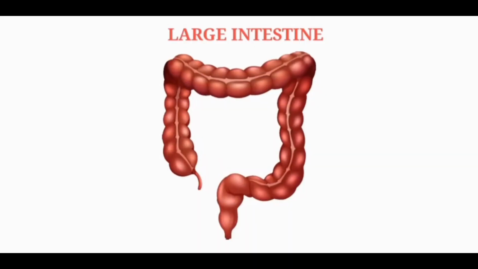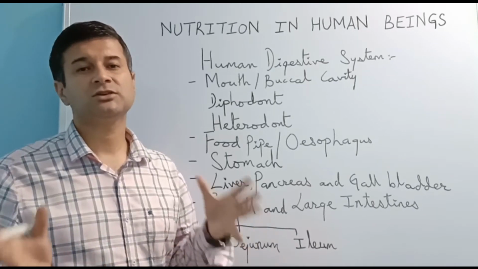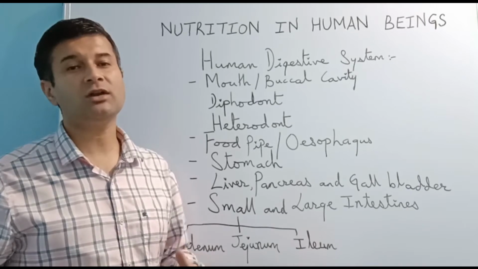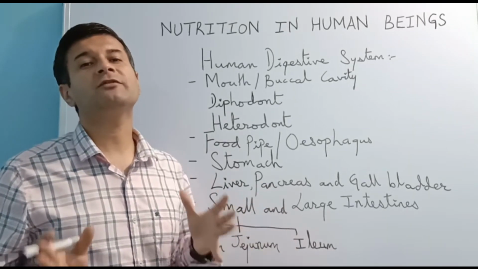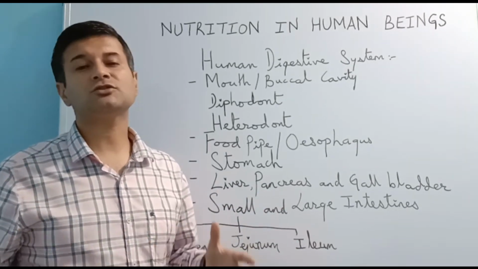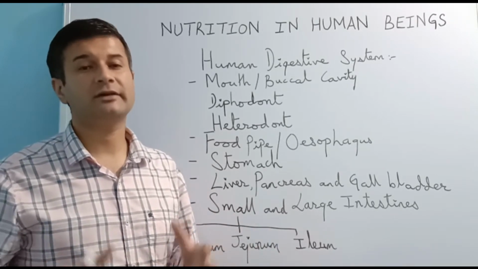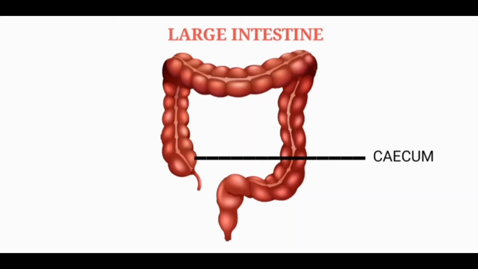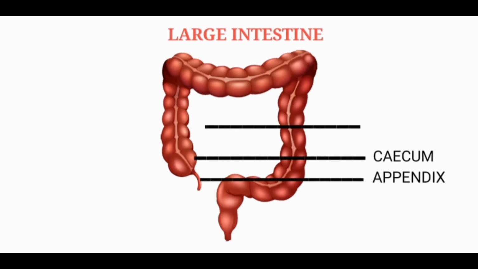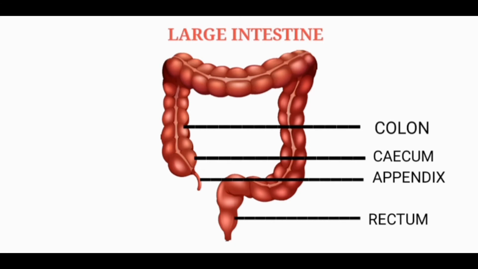Large intestine. It is much shorter and wider than the small intestine. It is about 1.5 meters in length. It is also differentiated into three regions: cecum, colon and rectum. The cecum is a small rounded blind sac from which the vermiform appendix arises. The colon is an inverted U-shaped tube, and the rectum opens to the exterior through the anus.